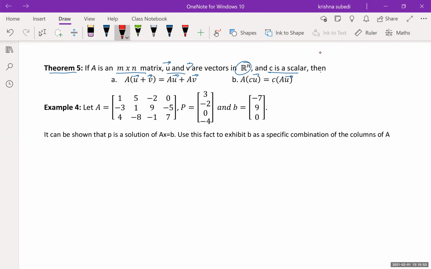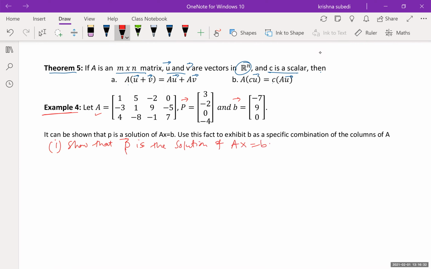Okay, last question for this section, example 4. We are given a matrix A and vector P and vector B. It can be shown that P is a solution of AX equals B. Use this fact to exhibit B as a specific combination of the columns of A. I will divide this question into two parts. In part 1, the question is that P is the solution of the system AX equals B.